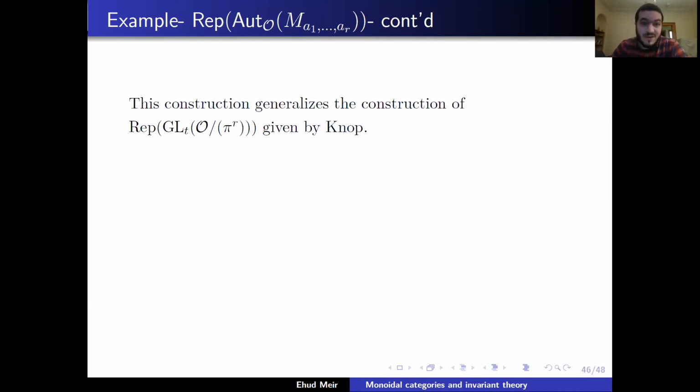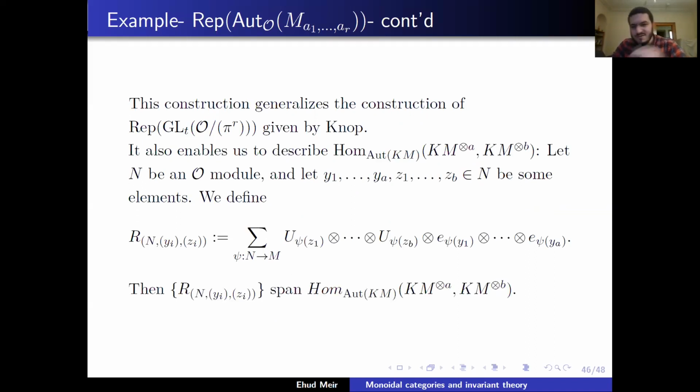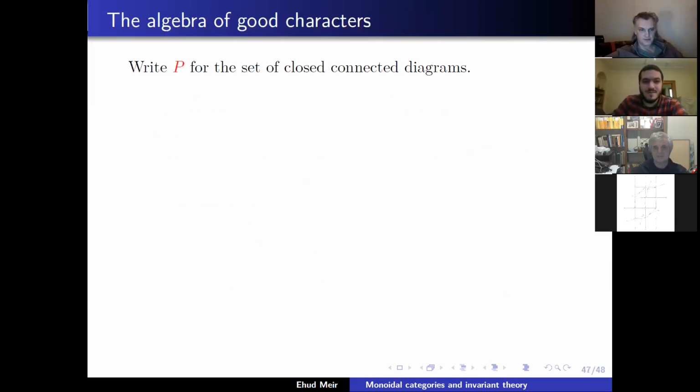Okay, so this construction generalizes a construction given by Knop, but specifically for free modules, that is, he constructed things like rep of GL_T of O mod pi to the R. It also enables us to describe the Hom spaces in a concrete way using sums over some homomorphisms from a random O mod pi to the R module into M. I will not explain exactly what it looks like, but there is a concrete description also of the constructible elements here, which are all the OT KM invariants or OT M invariants.